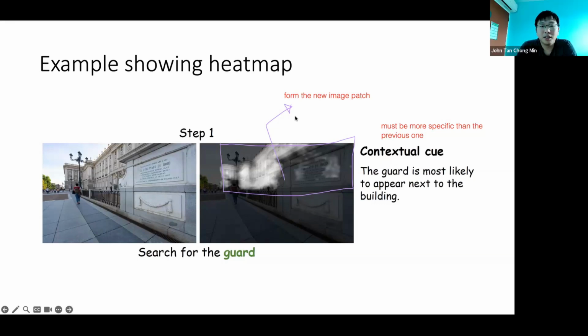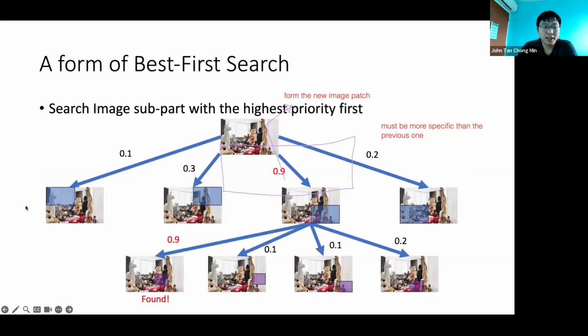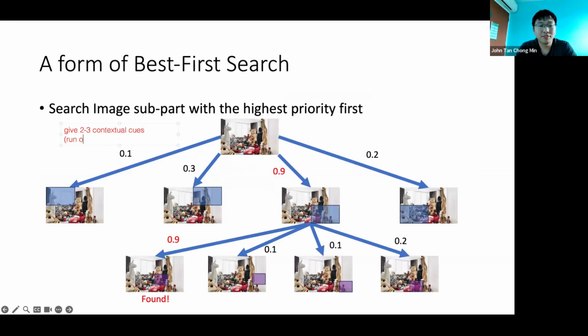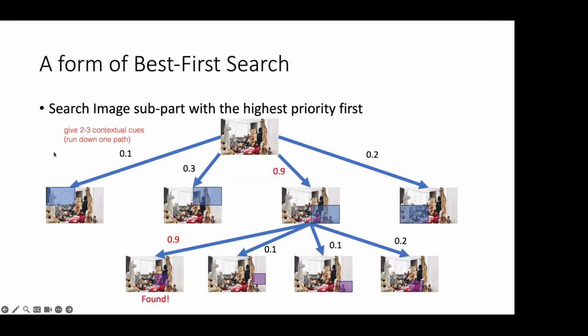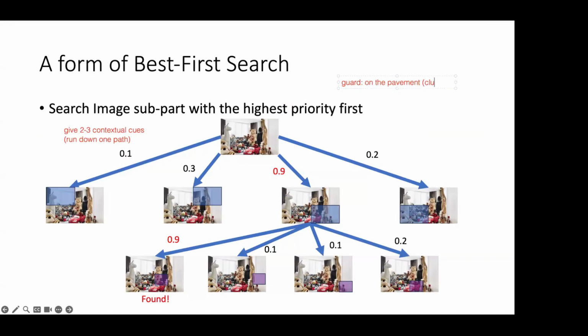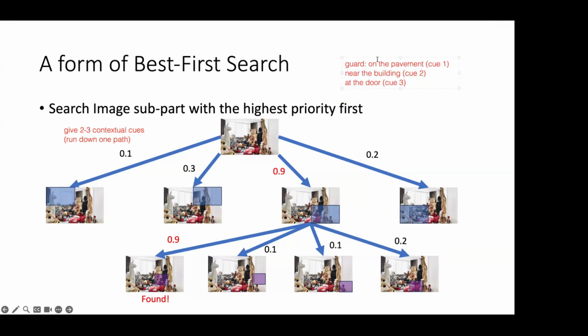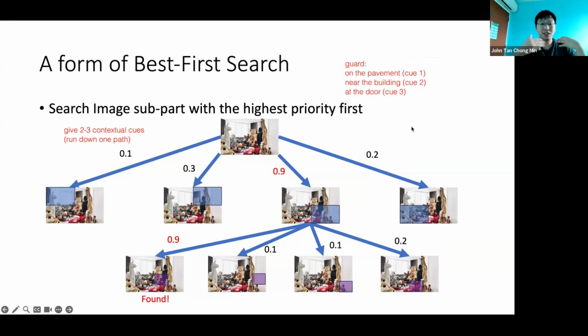So maybe instead of doing a best first search like this, we give maybe 2 to 3 contextual cues, and then we just run down one path at a time. For the guard, the guard could be on the pavement. That's clue 1, Q1. Near the building, Q2. And maybe at the door, Q3. So basically we ask the language model to come up with 3 different cues, and then we just go through the cues one by one.